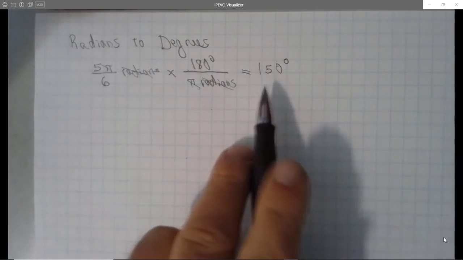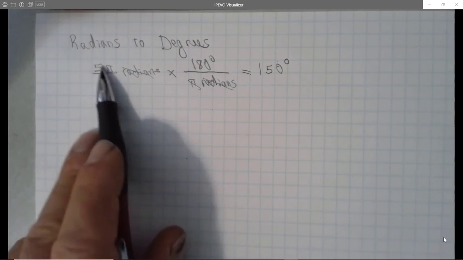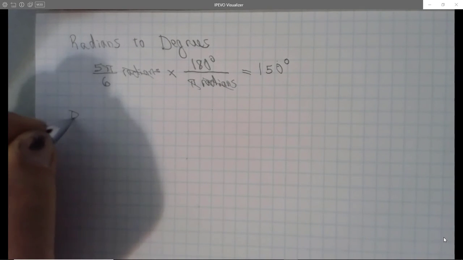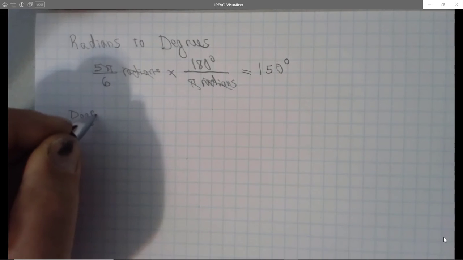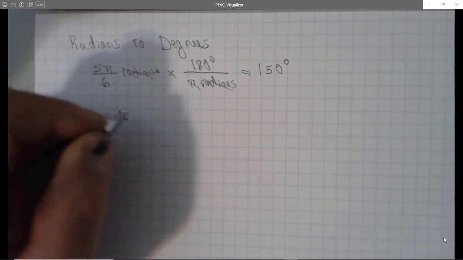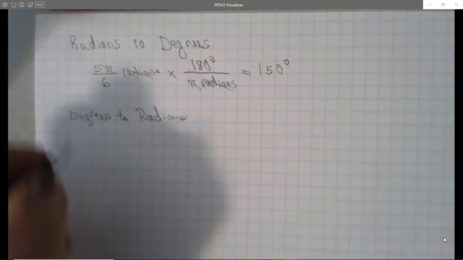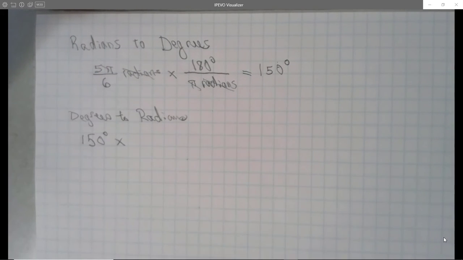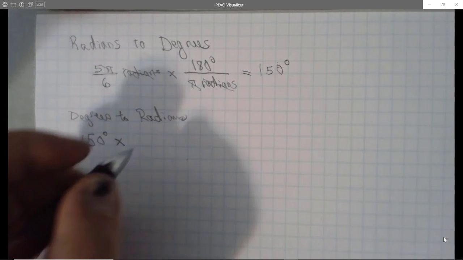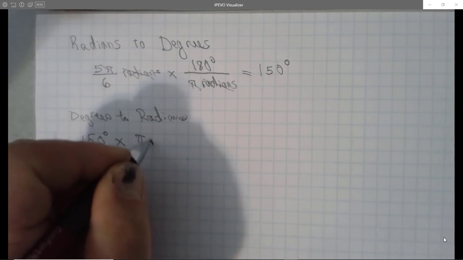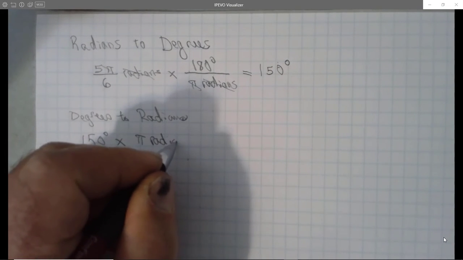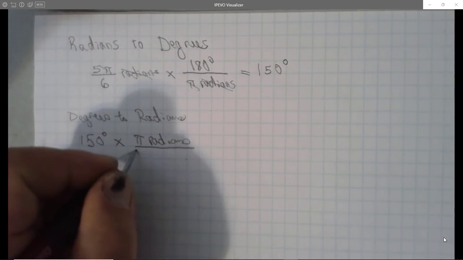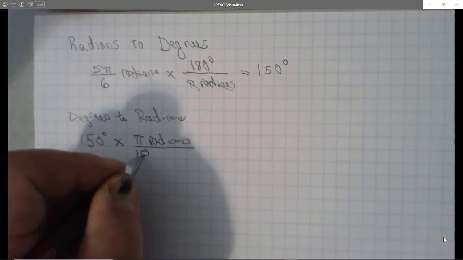Now, if we convert back the other way, we should get back to 5 pi over 6, right? So how about if we do that as an example? Go from degrees to radians. So if we start with 150 degrees, we want to convert that to radians, so we'll say pi radians are the same as 180 degrees.